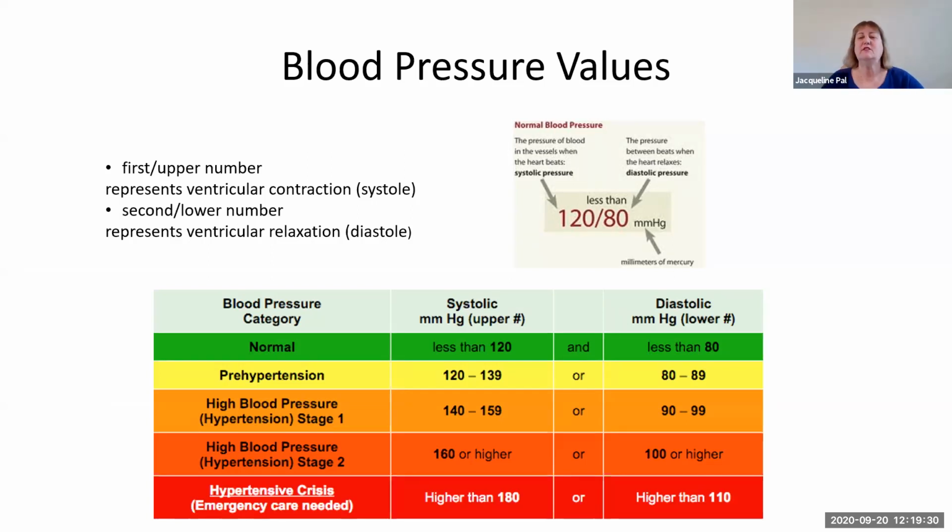Now, yes, it's true that there are different severities of high blood pressure. For instance, if you have a systolic blood pressure of 200, you need to be in the emergency room because you could have a stroke or a heart attack at any minute. It is that life-threatening. For this course, we do not need to know the different stages. They're just there for your information. Okay, so high blood pressure, 140 or higher systolic, or 90 or higher diastolic.